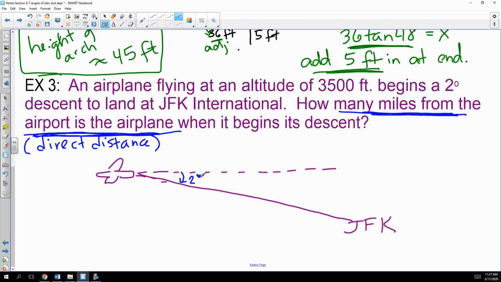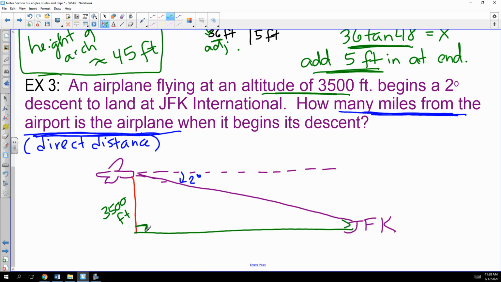And the flying at an altitude of 3,500 feet, that's important. That's just how high above the ground the airplane is. So this is your 3,500 feet right here. Obviously, he's pretty low right now coming in for a landing. And every single time that you do one of these application problems, you should end up with a right triangle, because that's really what we're doing.